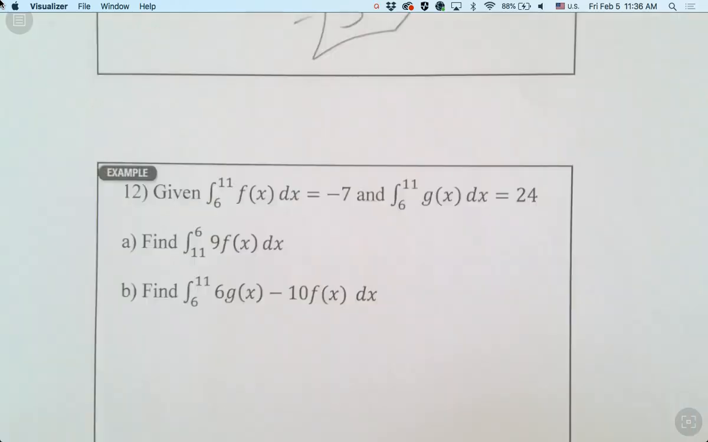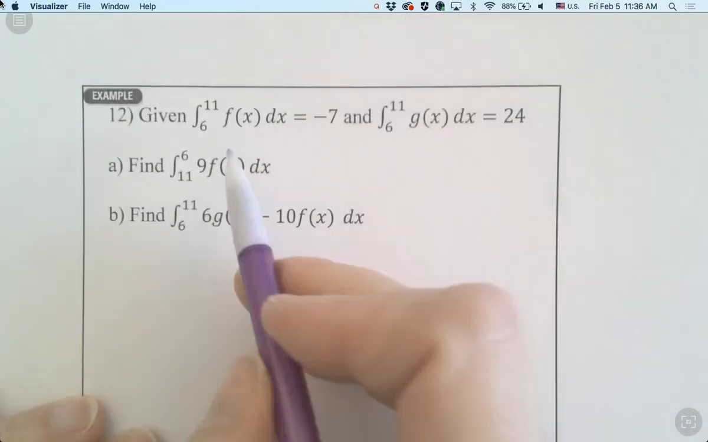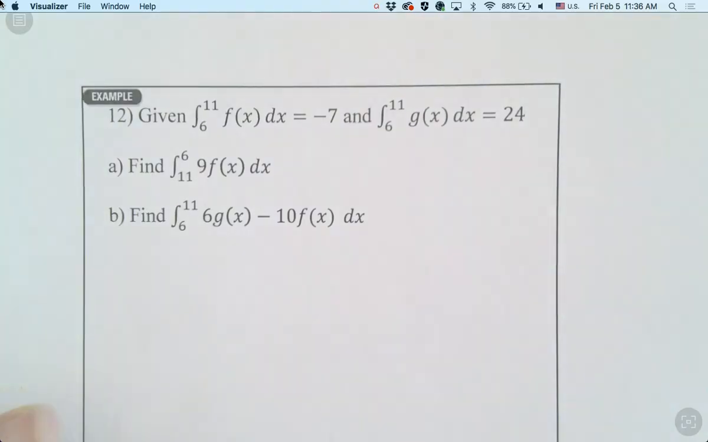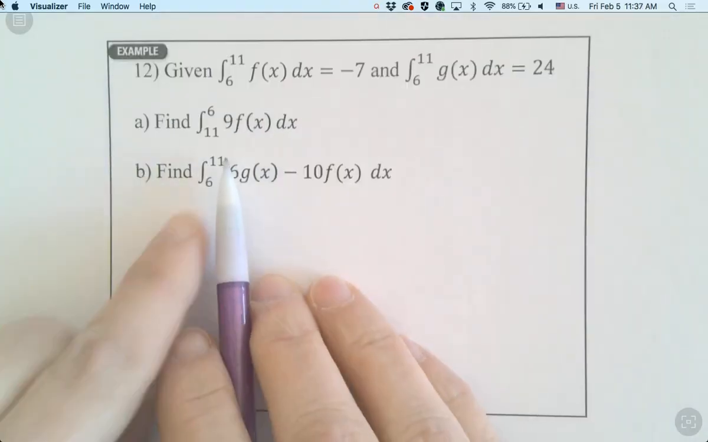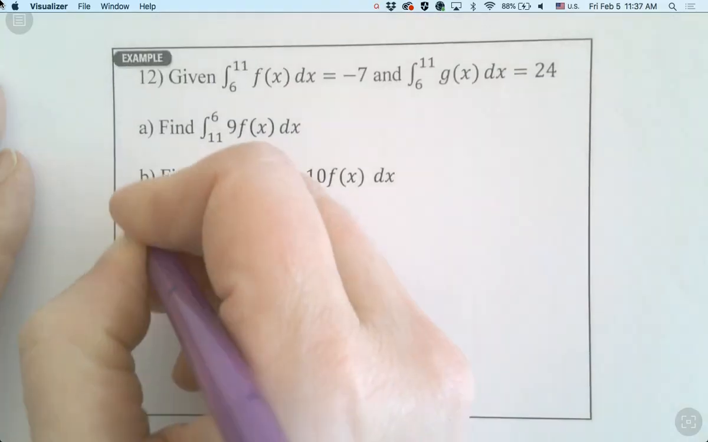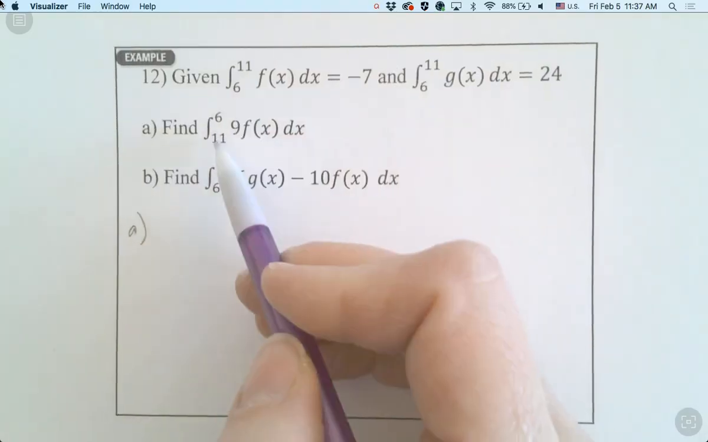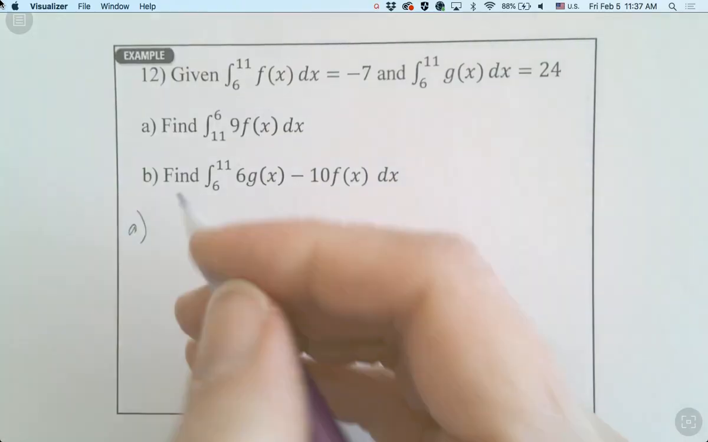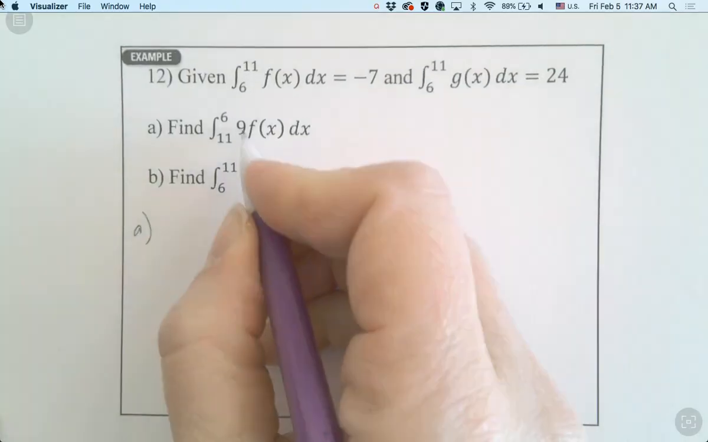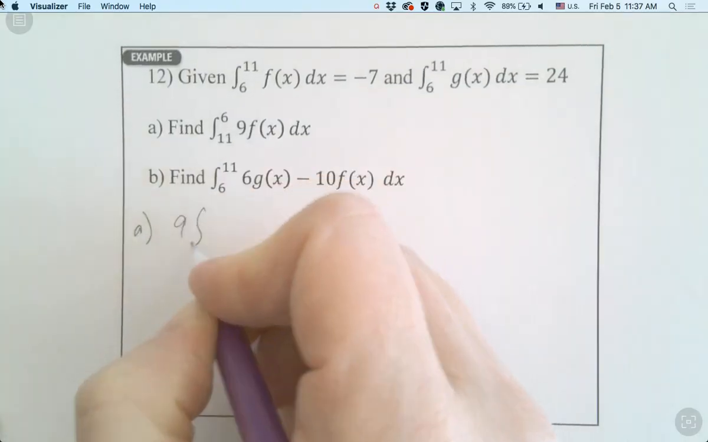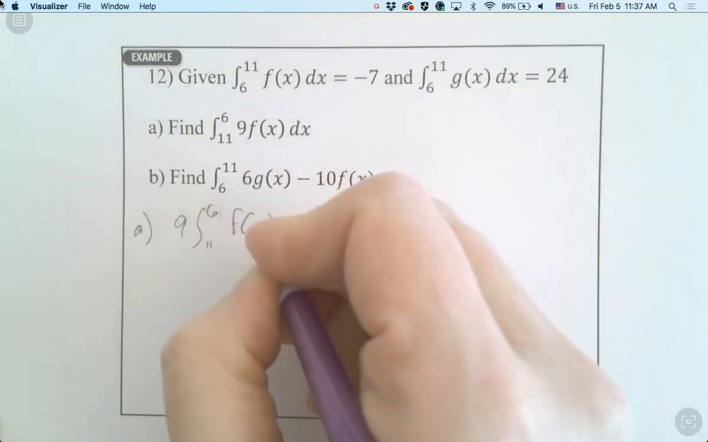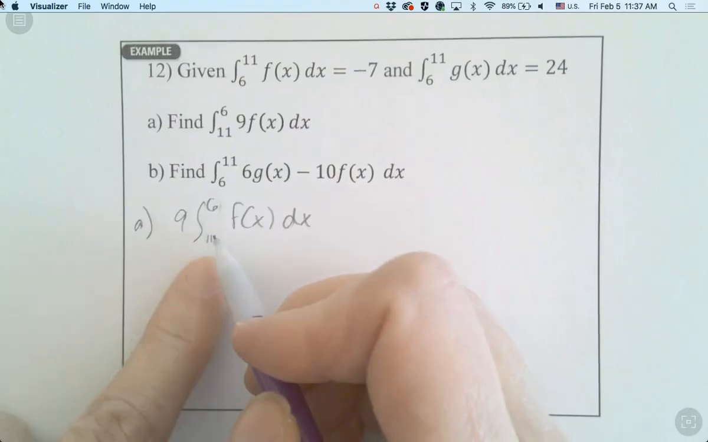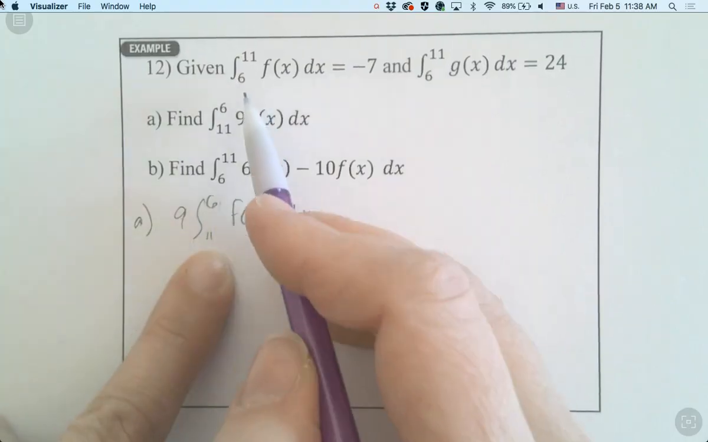All right, last one. Now this one, we have information about f and g. I'm going to give you some time on this one. So for part A, we want to find from 6 to 11 of 9 times f of x dx. So one thing you can do is pull out that constant. So that's going to be 9 times the integral from 11 to 6 of f of x dx. And so I don't have information about 11 to 6, but I do have information about 6 to 11.